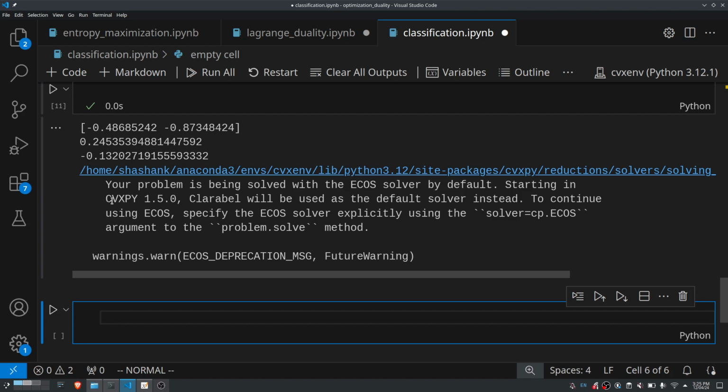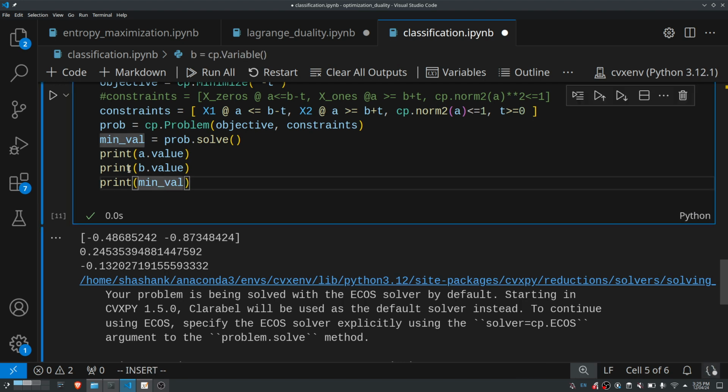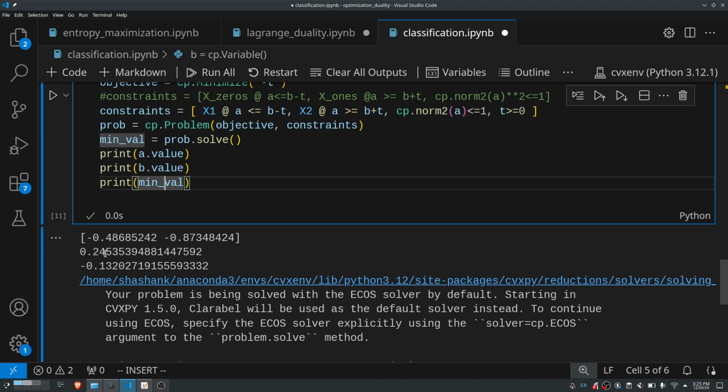I get some solution, right? And in fact, the minimum value of the objective function is effectively going to be the half width of the strip, which in this case turns out to be 0.13 because I'm minimizing minus t.